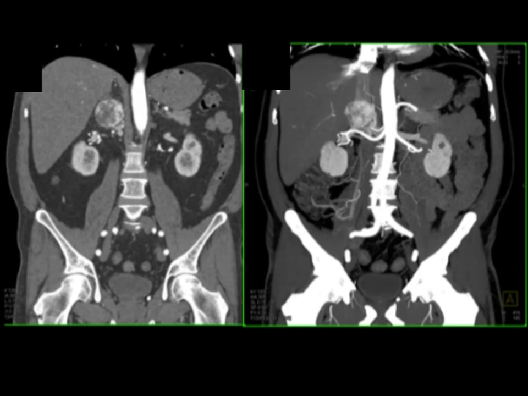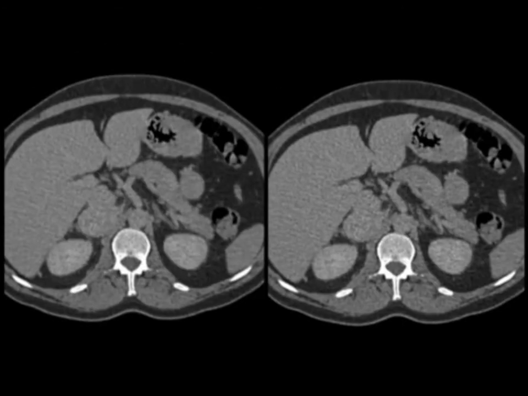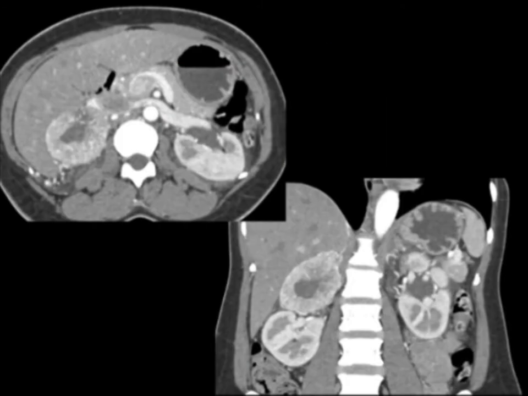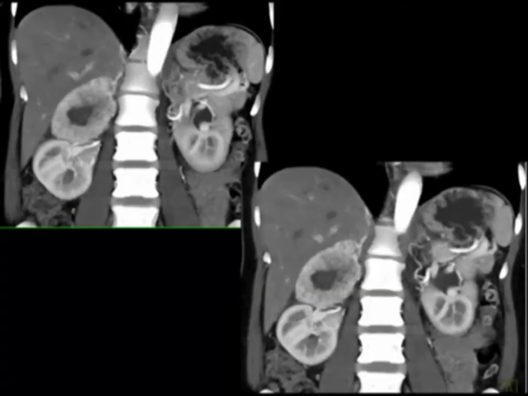So pheos are very vascular and they wash out, but that's not going to be important. The washout is not critical. It's the vascularity that is most critical. Or in this example, large right adrenal mass, very, very vascular, some central necrosis. Beautiful example, as I show you through the sequence of images, of a pheochromocytoma.